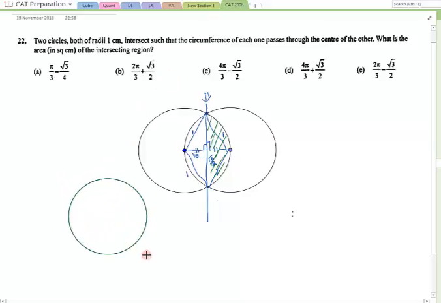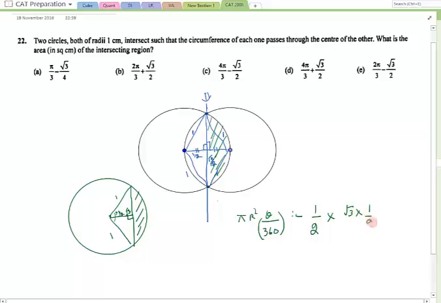So let's just look at the first circle here. What we have found out is that this is 1, this length is root 3, and the perpendicular here is 1 by 2. That's what we have. We need to find this area and then multiply it by 2. And the way we can do it is, if the total angle were theta, then the area of the sector will be pi r square theta by 360. And then we subtract the area of the triangle, which is half into base, which is root 3, into height, which is 1 by 2.